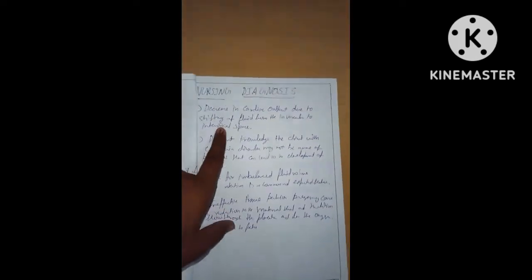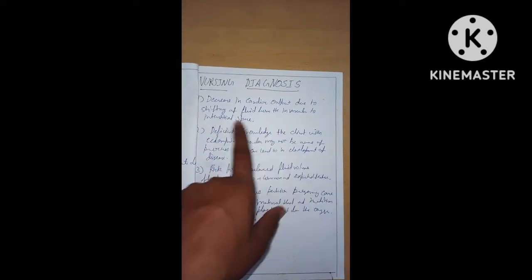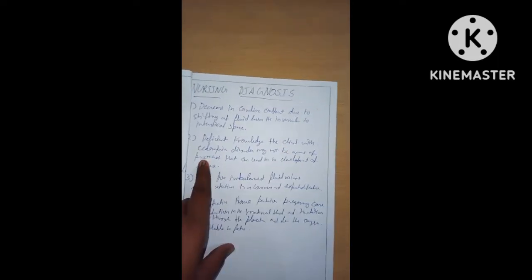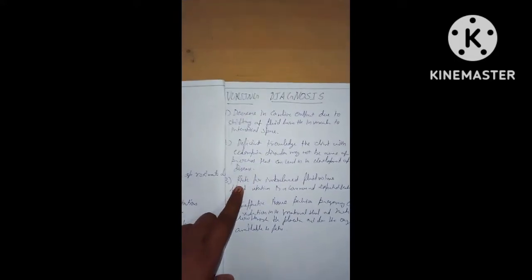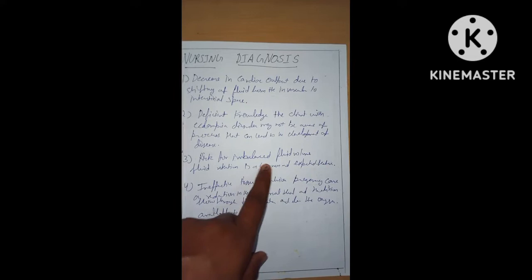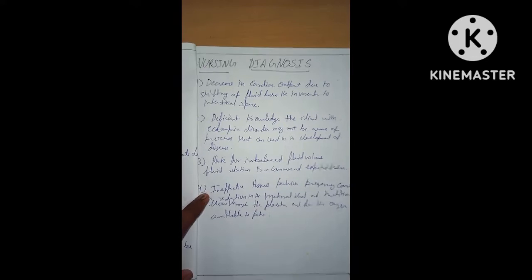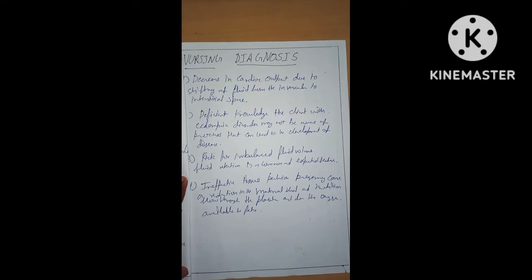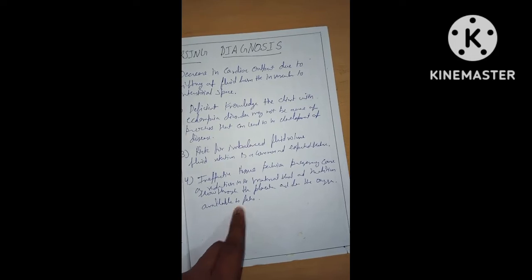Nursing diagnosis. First, decreased cardiac output due to the shifting of fluid from the vascular to interstitial space. Second is deficient knowledge. The client with eclampsia may not be aware of the processes that can lead to development of the disease. Risk for imbalanced fluid volume. Ineffective tissue perfusion: retardation in the maternal blood and nutritional flow through the placenta, and edema reduce the oxygen available to the fetus. Then it comes to NCP.